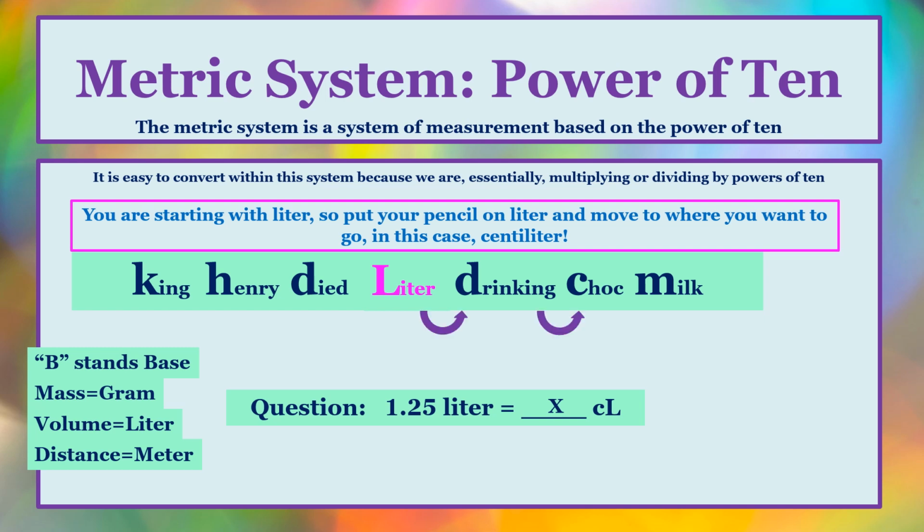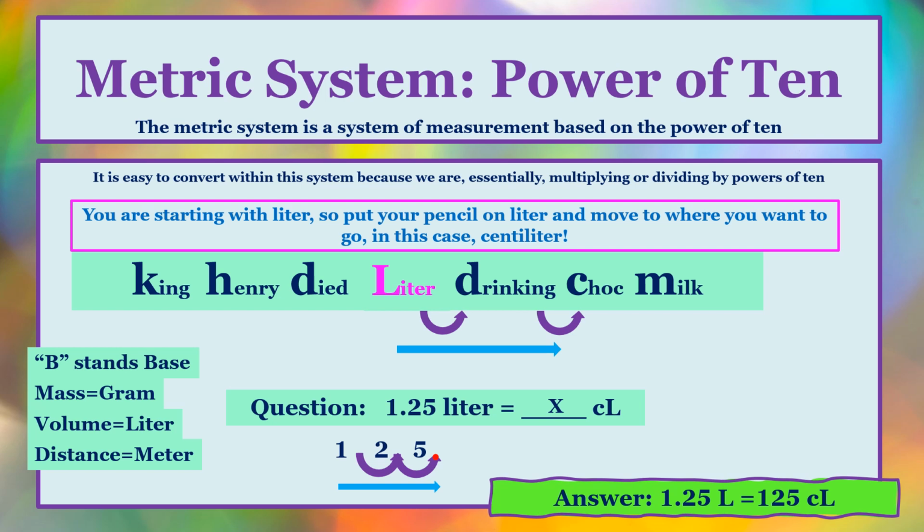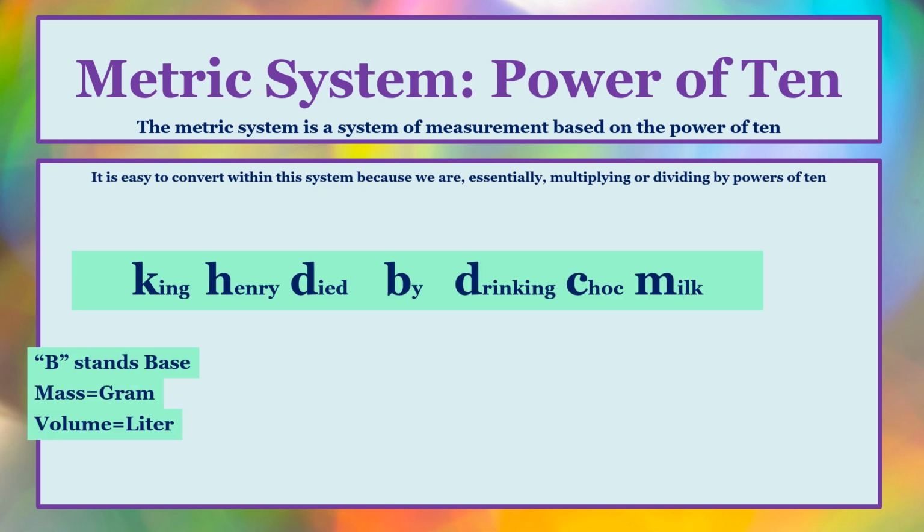So 1, 2. We're starting with 1.25 liters. We moved our arrow 2 places to the right up here, so we need to move our decimal 2 places to the right. We go 1, 2. And that's our answer. 1.25 liters equals 125 centiliters. And we'll continue to practice.